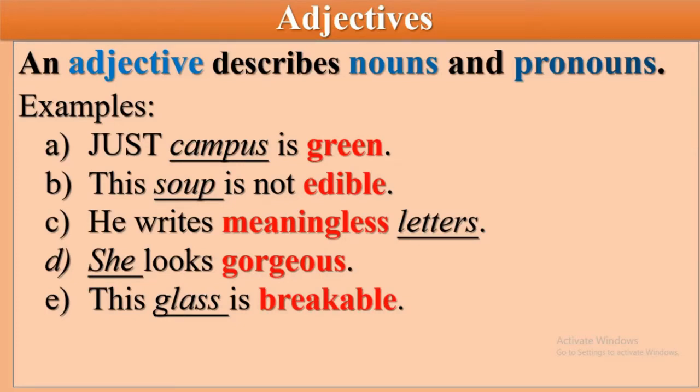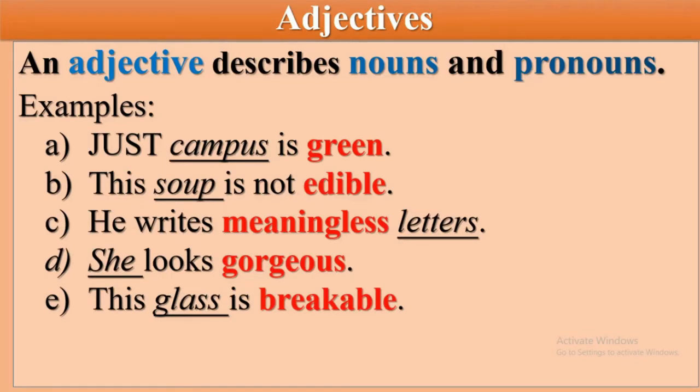Now we are going to the first example. Just campus is green. If I ask, how is just campus? Of course the answer is green. So just campus is green. In this sentence, the word green is an adjective because it has modified or given information or described the noun campus. So how is the campus? Campus is green.